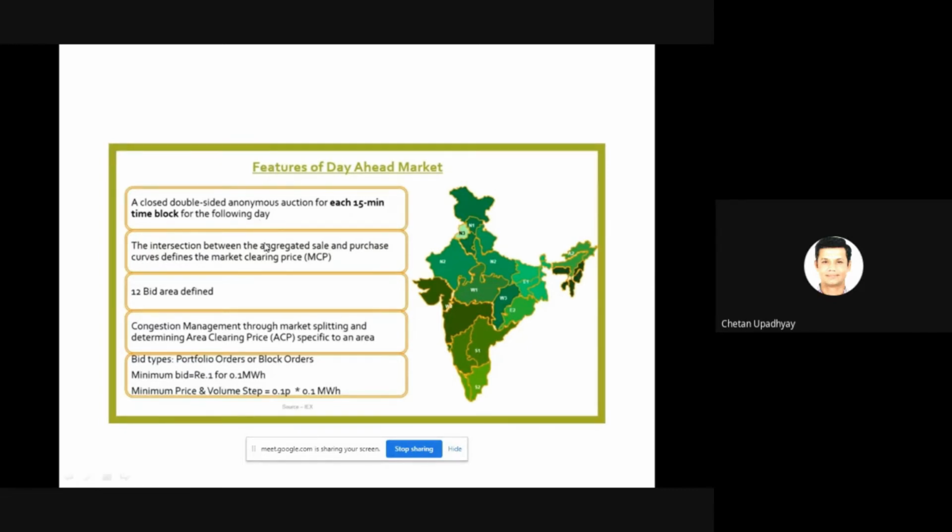And the intersection between the aggregated sell and purchase curves. Yes, the day before yesterday I told you about the aggregators. So the aggregated sell and purchase curves define the MCP value. I'll show you that graph.